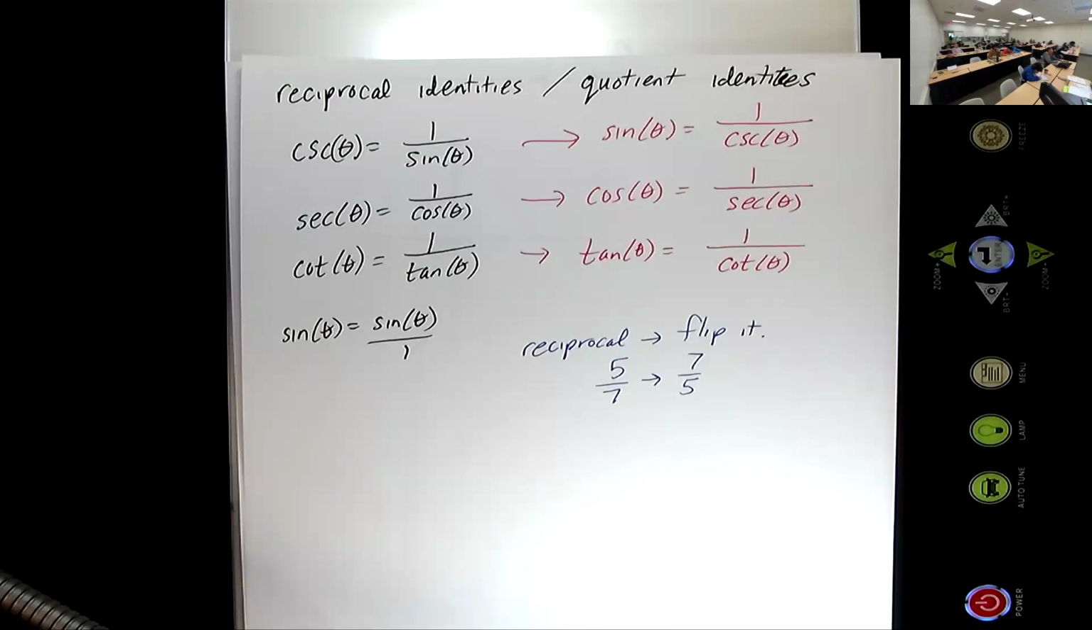Quotient is the outcome of division. When you divide something, you get a quotient. That's why they call them quotient identities. You're dividing. You don't need to memorize it, but that's where it comes from.